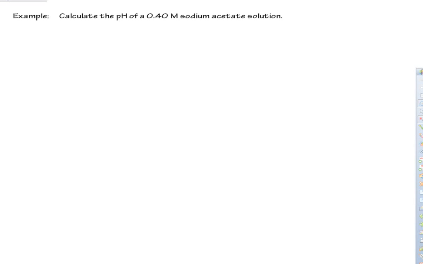Let's look at calculating the pH of a salt solution. In the last video, we were mentioning sodium acetate to be a slightly basic solution. Sodium's a spectator, so we're going to ignore the sodium. Sodium has no acid-base properties whatsoever. It cannot increase the hydrogen concentration. It cannot decrease the hydrogen concentration.